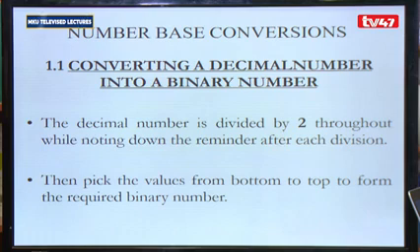So to do that, you divide the decimal number by 2 throughout, as you note the remainder after each division. Then you pick the values from bottom to top to get the required binary digits. You divide the numbers by 2 after every division. We'll have an example.